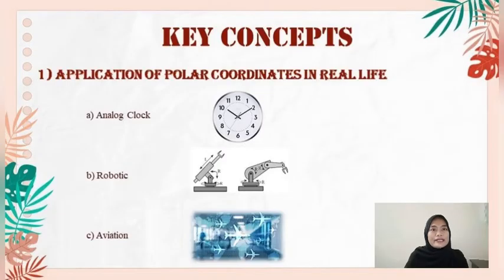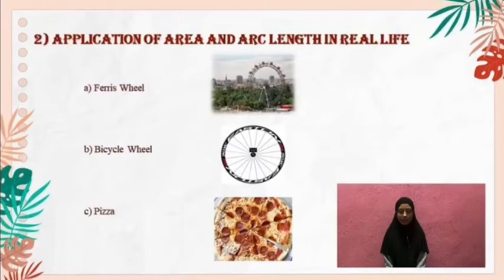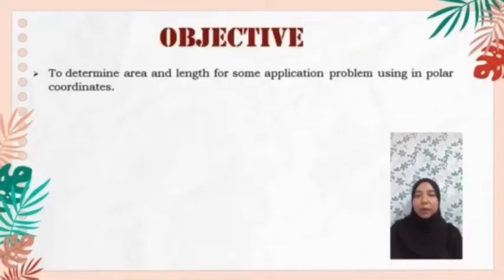Key concept: application of polar coordinate in real life. There are many examples of application of polar coordinate in real life, for example, analog clock, robotics, and aviation. Next, application of area and arc's length in real life. There are many applications of the area and arc's length in real life, such as ferris wheels, bicycle wheels, and pizza. Objective. Our objective is to determine area and length for some application problems using polar coordinate system.